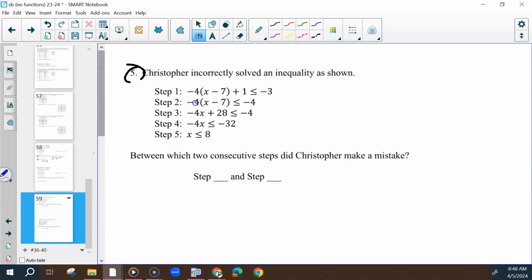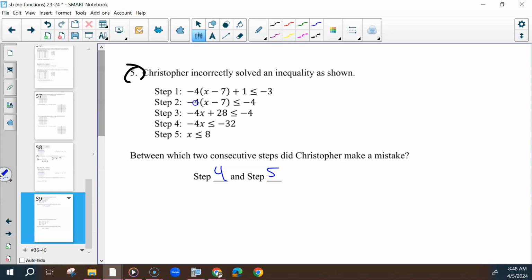And then from step 4 to step 5, when he divided, he did not change the sign. So that was the correct answer. If you had put this into Desmos, you would see that it graphs this, but the other way. And that would show you that is what's wrong.